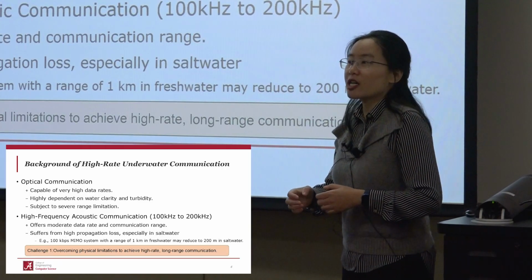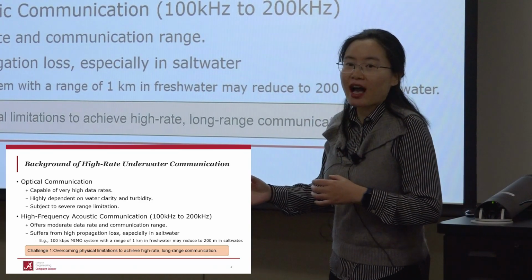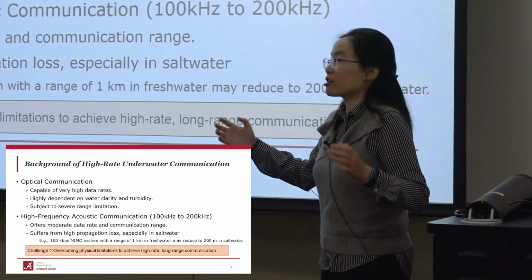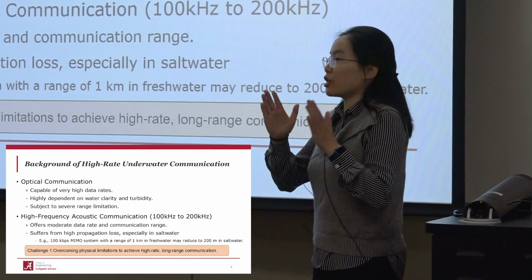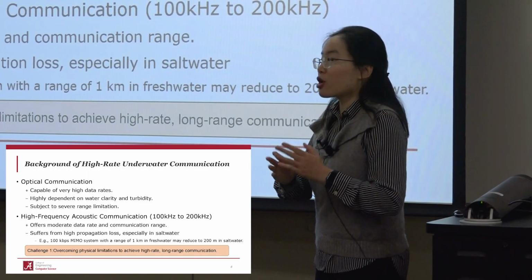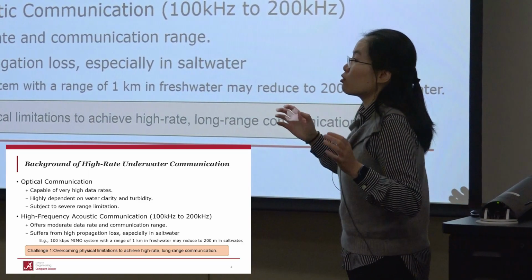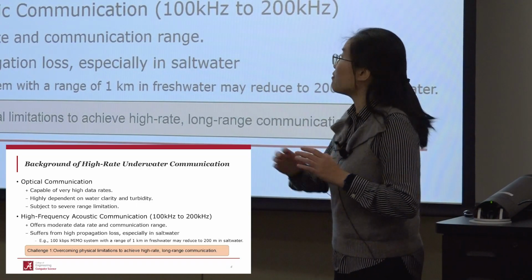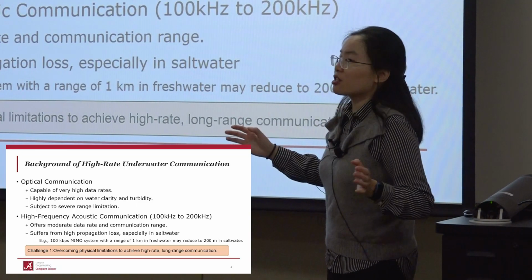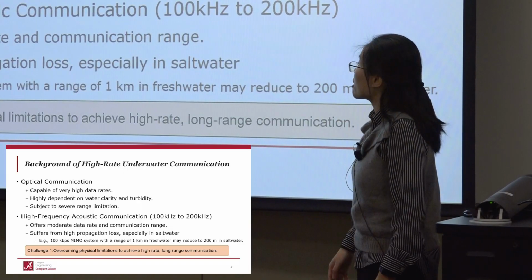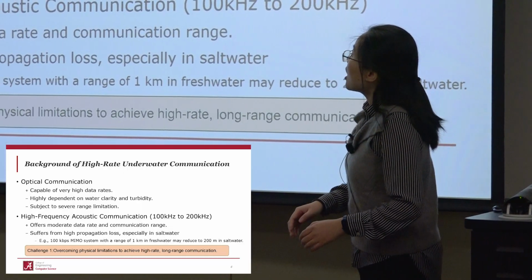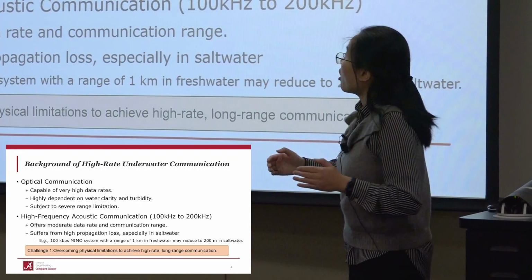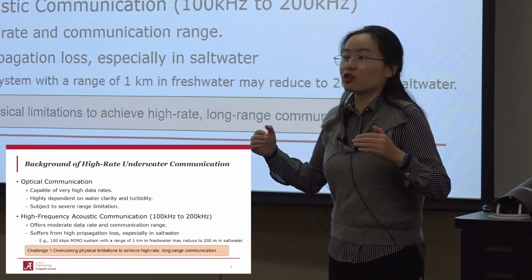So basically for clear water, we can expect a communication range of up to 100 meters, but in turbid water, the range will reduce to several meters. That means it will restrict the practical application of optical communication in a lot of real application scenarios. And we can increase the communication range using directional or laser-like optical communication.